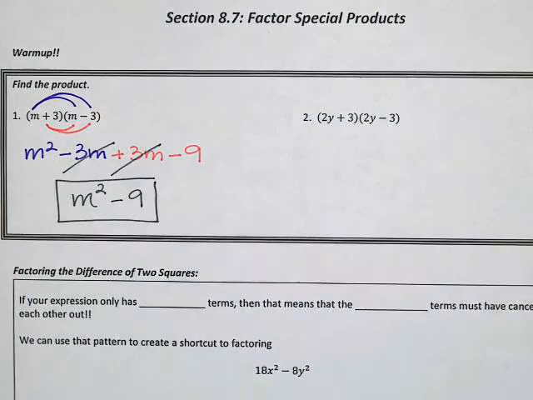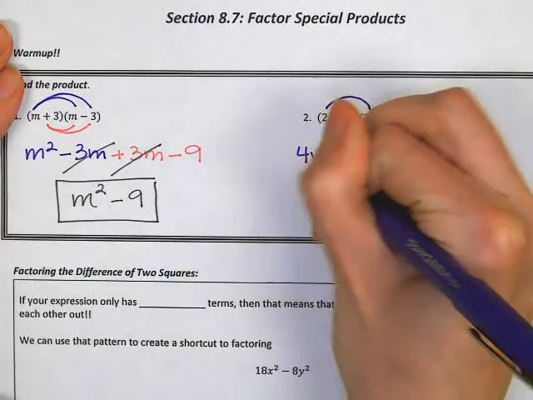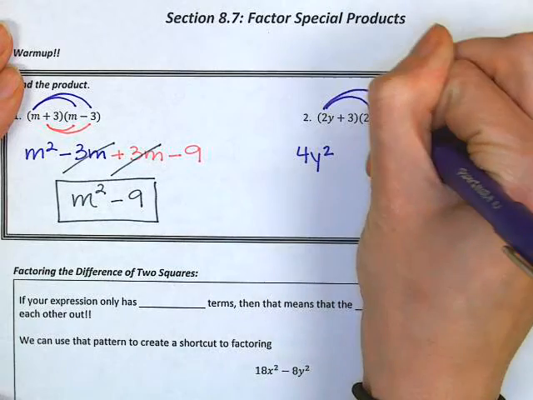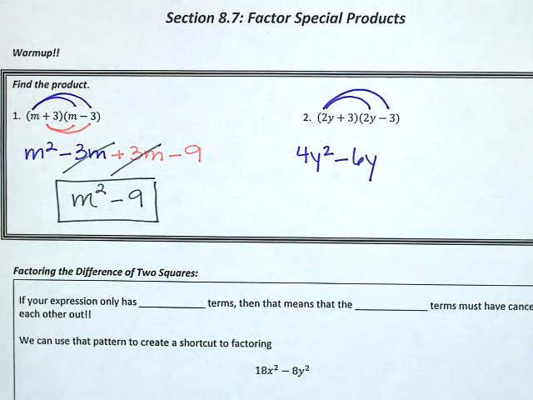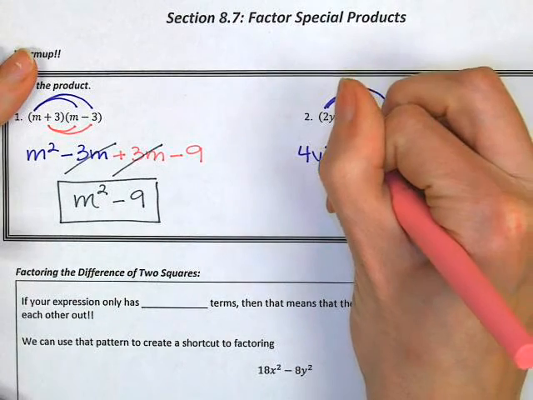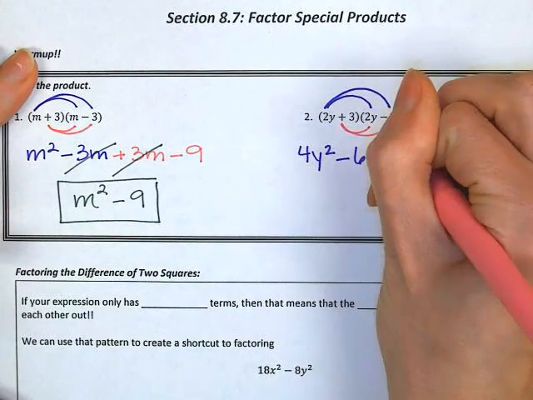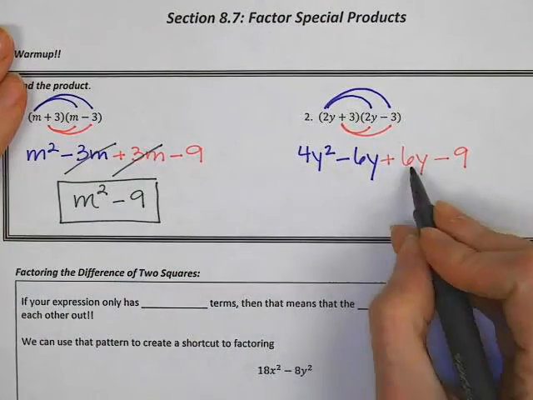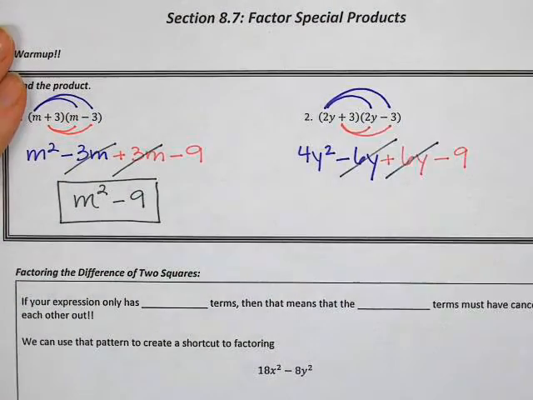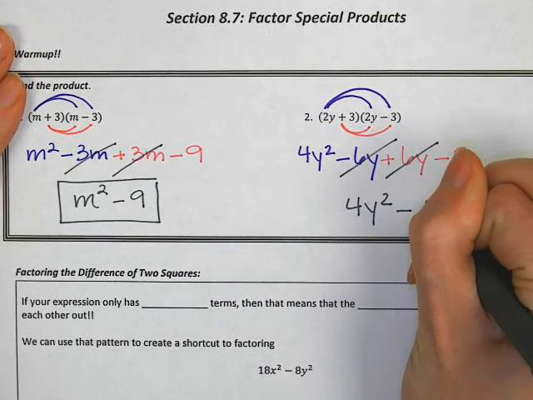Okay, number 2. 2y times 2y is 4y squared. And 2y times negative 3 is negative 6y. And then we're going to do the same thing with the 3. 3 times 2y is positive 6y, and 3 times negative 3 is negative 9. Oh my gosh, look at this, guys. The middle terms are opposite, so they cancel again. So final answer is 4y squared minus 9.